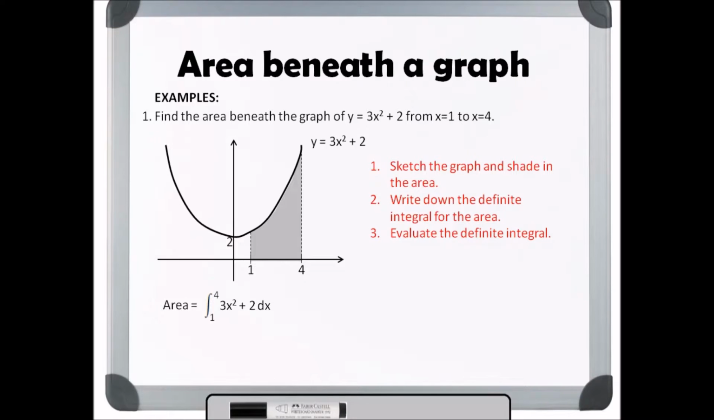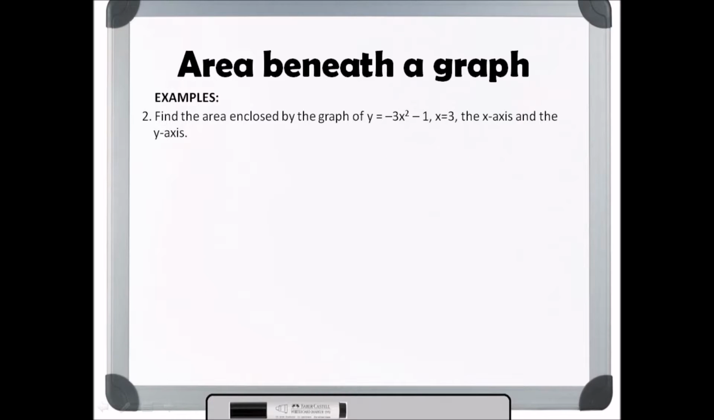To do that, we first need to anti-differentiate the function 3x squared plus 2, which will give you x cubed plus 2x. Then we need to substitute x equals 4 and x equals 1 into the function and find the difference between the two, so that you get 4 cubed plus 2 times 4 minus 1 cubed plus 2 times 1. This should simplify into 72 minus 3, which will give you a final answer of 69 units squared. Let's have a look at another example.